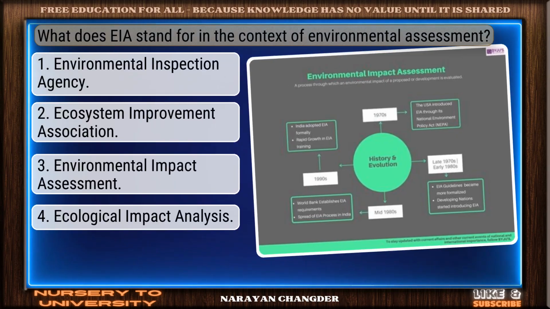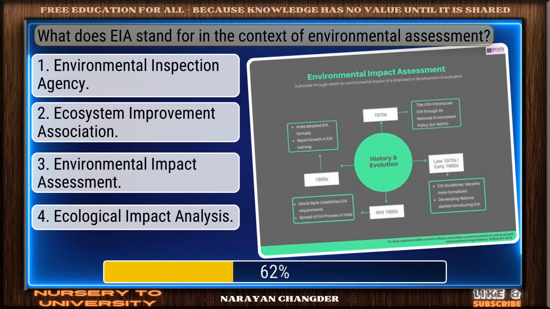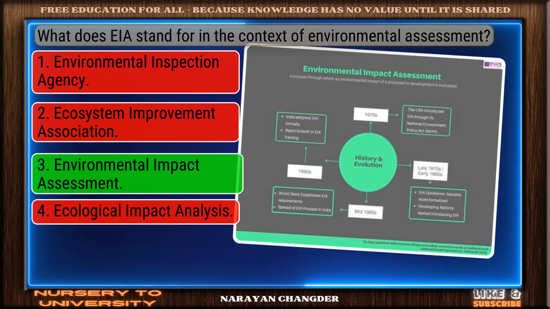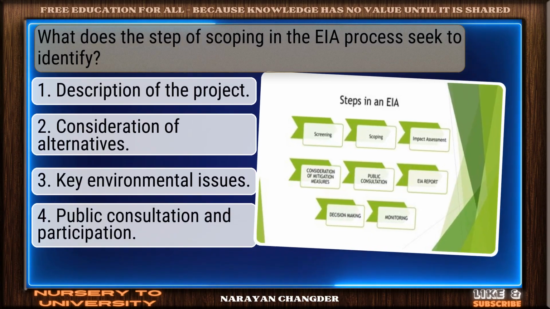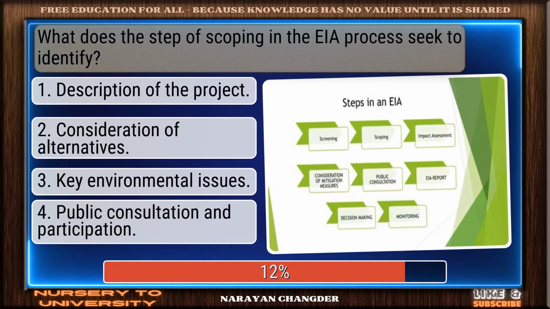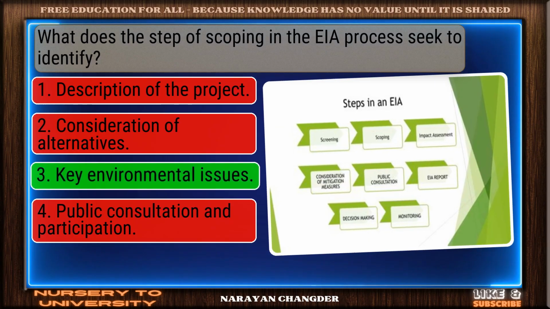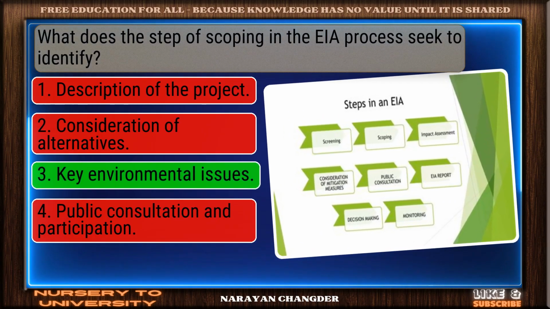What does EA stand for in the context of environmental assessment? You chose environmental impact assessment, and it is correct. What does the step of scoping in the EA process seek to identify? Nice selection. Key environmental issues is the correct and valid answer.